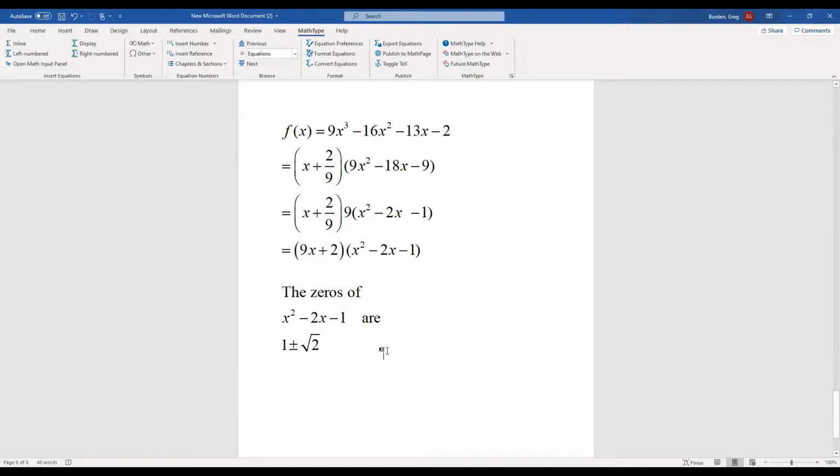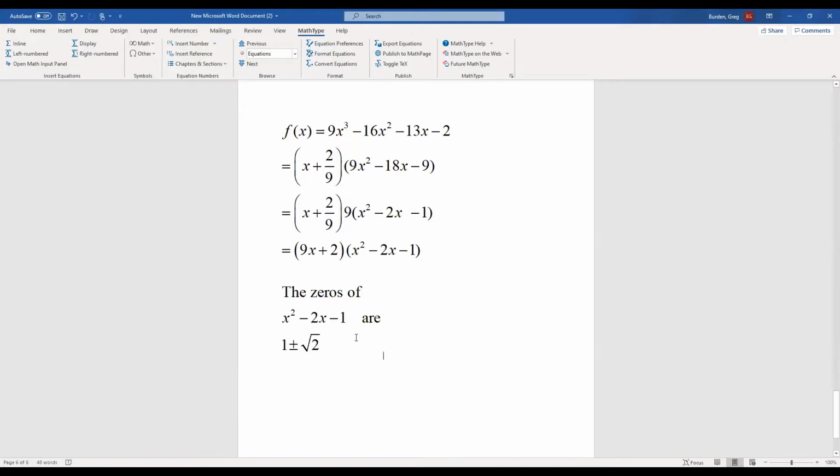The solutions to the equation x squared minus 2x minus 1 equals 0, or the zeros of the function y equals x squared minus 2x minus 1, those zeros are x equals 1 plus the radical 2 and 1 minus radical 2. 1 plus or minus root 2 are the two solutions to this equation.